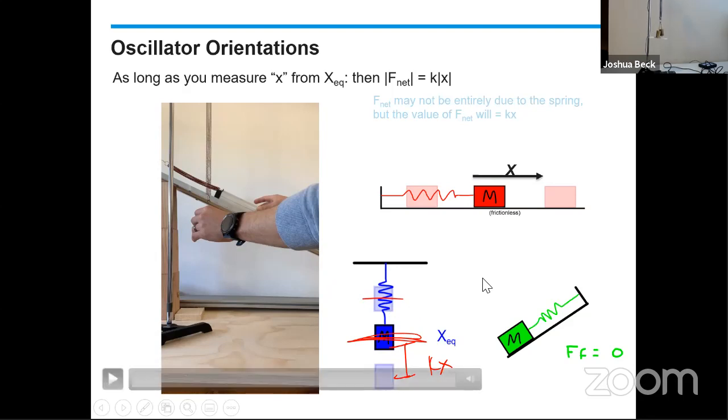Same thing applies if you're on an inclined plane. All right, the forces are coming from the spring, and they're also coming from that mg sin theta component, but the net force will always be equal to Kx as long as you measure x from the equilibrium position.